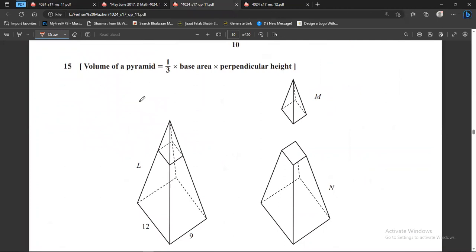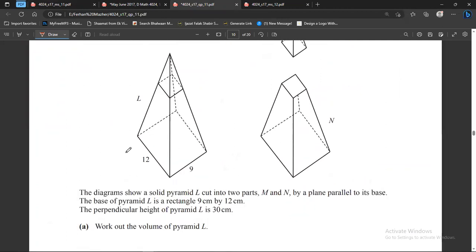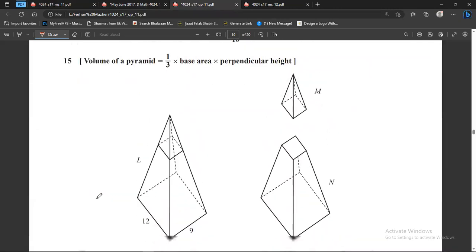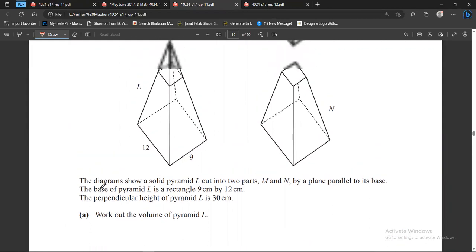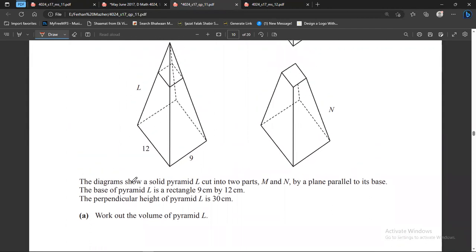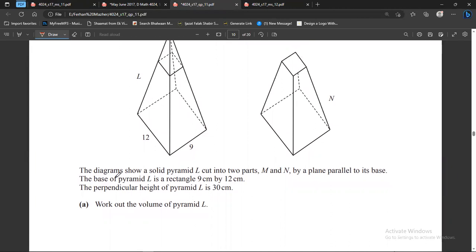So question number 15, we have the volume of the pyramid, that is 1 by 3 multiply base area multiply perpendicular height. Okay, so here we have the pyramid L. Its base has dimensions 12 and 9. The diagram shows the solid pyramid L cut into two parts, M and N, by a plane parallel to its base. The base of the pyramid L is a rectangle 9 centimeter by 12 centimeter. The perpendicular height of the pyramid L is 30 centimeter. Work out the volume of the pyramid L.